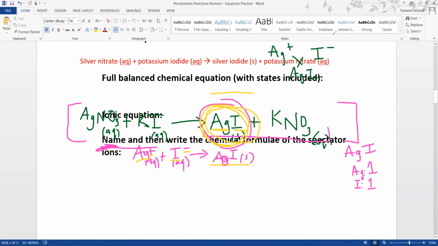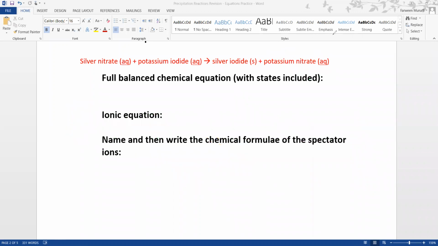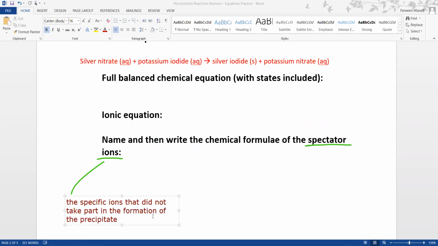So I'm going to show you guys that tip again that I told you before. When you're figuring out what the spectator ions are, you're thinking about what are the ions that did not take part in the formation of the precipitate. Okay, what does that mean? The precipitate is the undissolvable solid substance that's left behind.